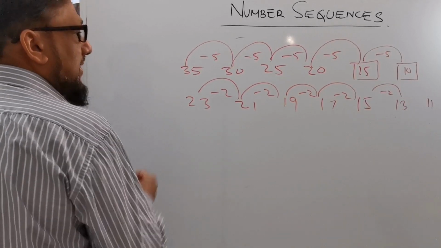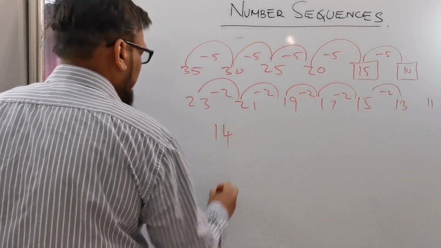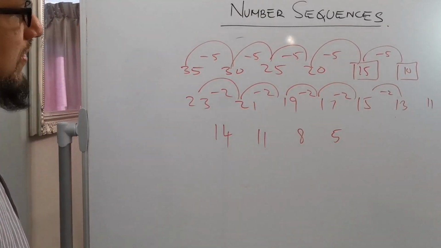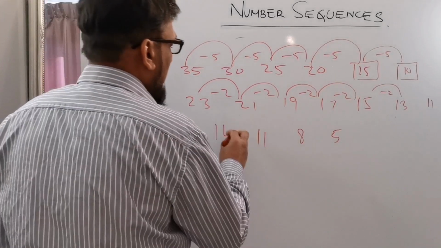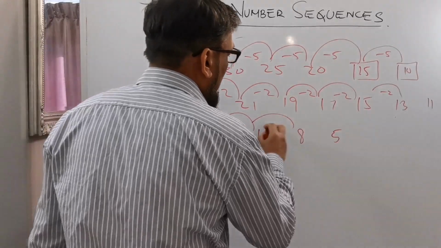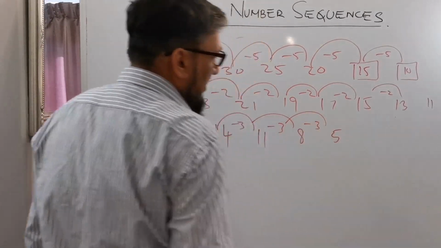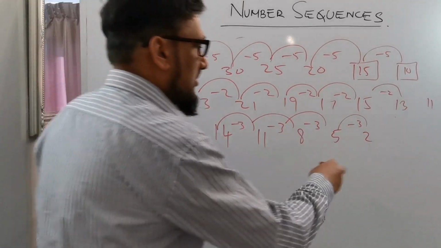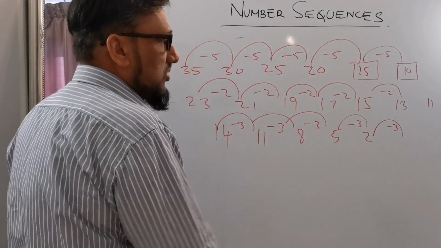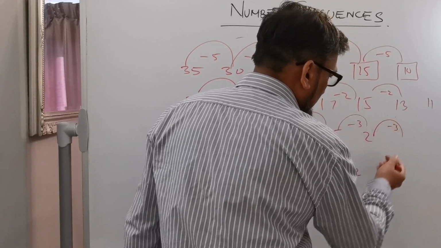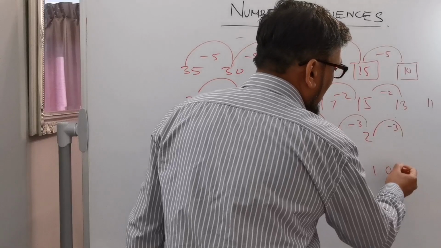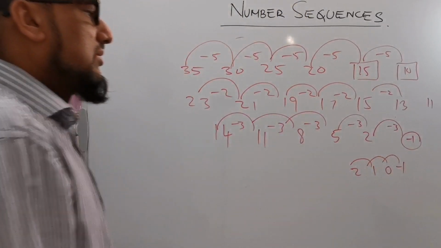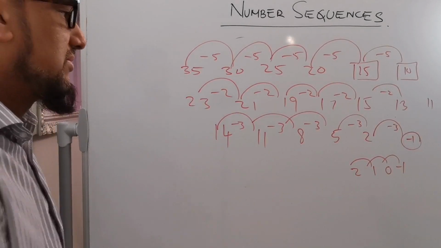And now the final example I'm taking: 14, 11, 8, 5. Look at this one. The difference you find: 14 to 11 is minus 3, 11 to 8 is minus 3, 8 to 5 is minus 3. So the next will be 5 minus 3, which is 2. Further, 1, 0, minus 1. So if you subtract 3 from 2, you get the answer minus 1.